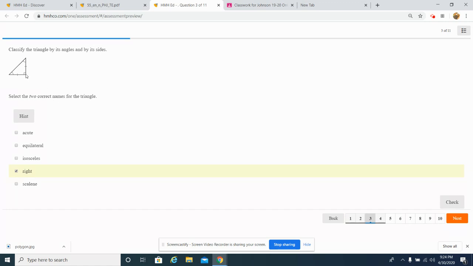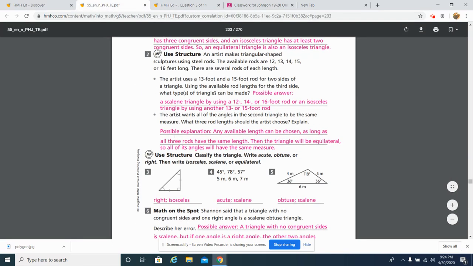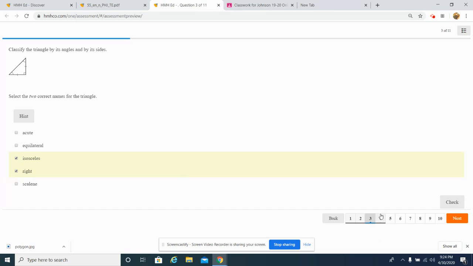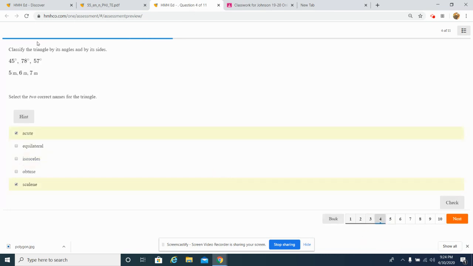Okay, select the two correct names for the triangles. Well, right there, that tells us it's what? It's a right triangle. And then these two right here are the same, but that one's different. So what does that make that? An isosceles.